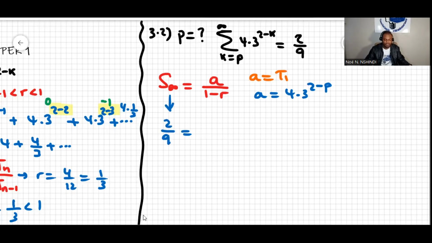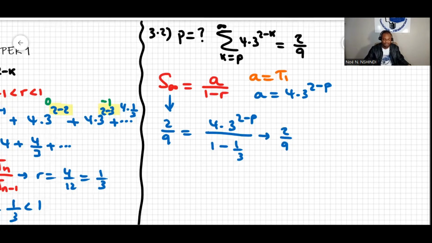2/9 will be equal to 4 times 3 to the power of 2 minus p all over 1 minus a third, because that's the value of r we did find for this series. Regardless of the fact that here k starts from p, the ratio, the constant ratio, they call it constant because it's the same all the way through. The same ratio all the way through.